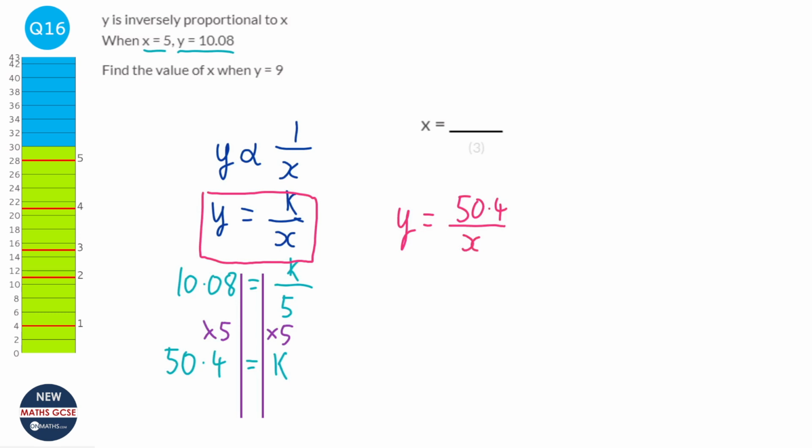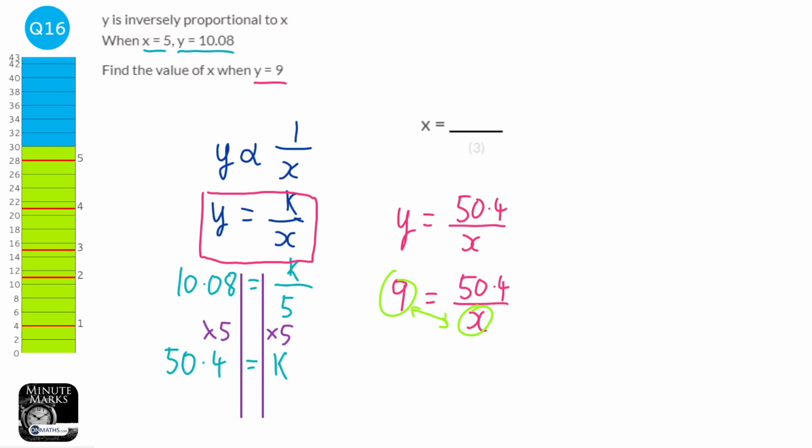We're asked to find the value of x when y is 9. So we've got 9 equals 50.4 over x. Whenever in this situation we've got the unknown at the bottom of a fraction and it equals a number, what you can do is just swap these around. Effectively we're timesing both sides by x and dividing both sides by 9. But it really helps us out here because it just says that x is equal to 50.4 over 9. We can just do that on the calculator and it gives us 5.6.